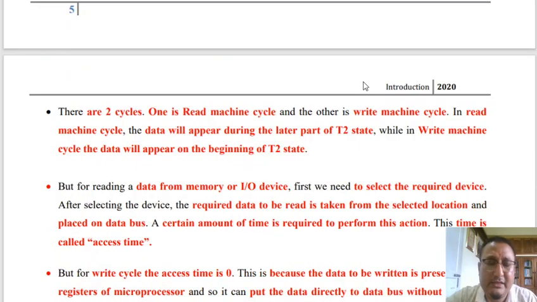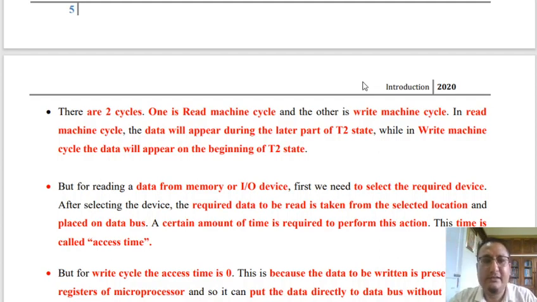Now there are two cycles, as I've already said. One is the read machine cycle and the other is the write machine cycle. In the read machine cycle, the data will appear during the latter half of the T2 state, while in the write machine cycle, data will appear at the beginning of the T2 state. This is a very important thing that you need to understand.